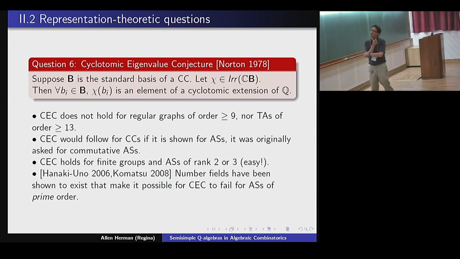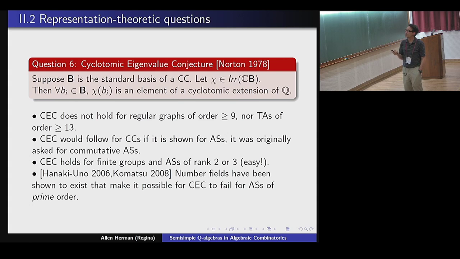fields of character values being cyclotomic. So something very strange is happening here, because you look at cyclotomic eigenvalues and you look at regular graphs, of which every element of an association scheme is the matrix of a regular graph. This fails already at order 9. There are 9 by 9 regular matrices that don't have cyclotomic eigenvalues. In fact, almost all regular graphs do not have cyclotomic eigenvalues.